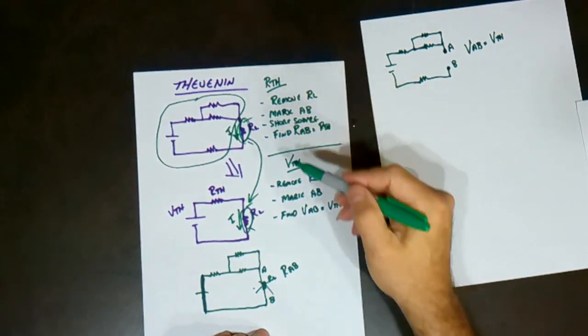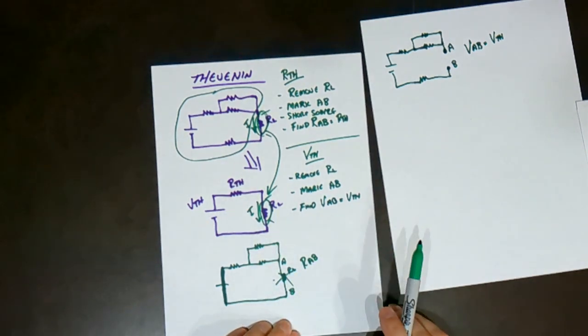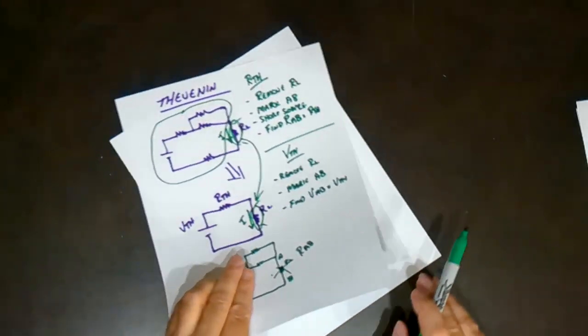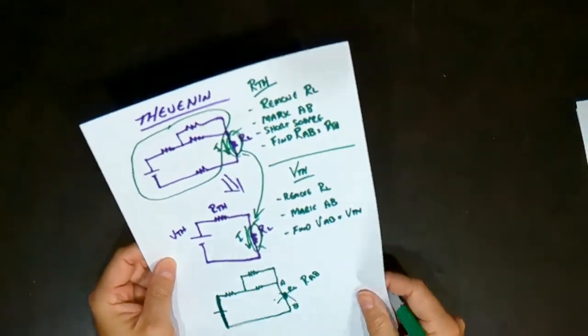Once you have Thevenin's resistance and Thevenin's voltage, you put them into Thevenin's circuit. And again, there are examples that I've already created that are sitting in your Blackboard as video links.